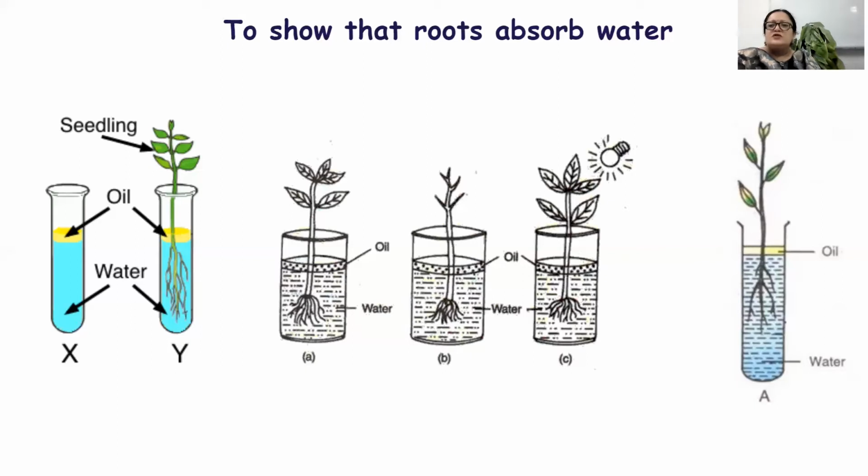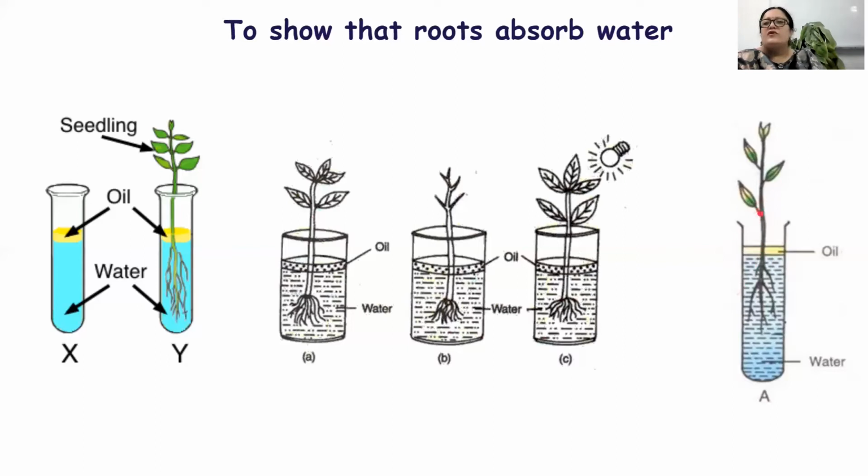The third experimental setup simply is used to demonstrate that the roots absorb water and transpiration takes place from the leaves. So here we have a test tube containing water, having a thin layer of oil above, and the seedling is placed, inserted inside. After some time, we will notice that the level of water has fallen down. Why has it fallen down?